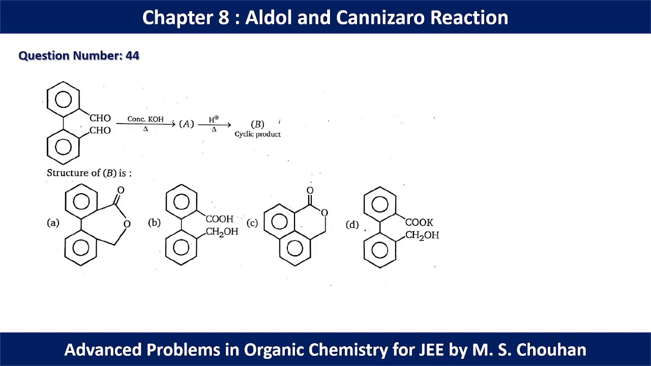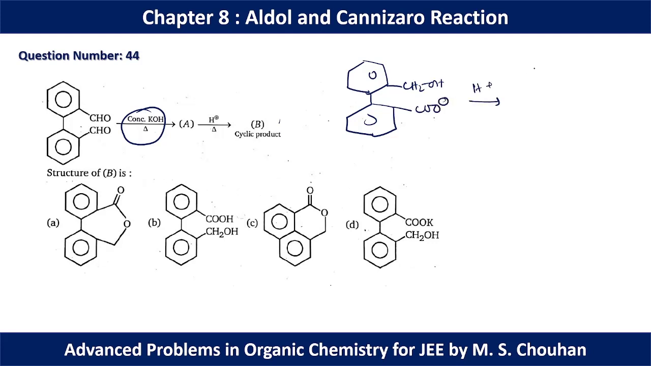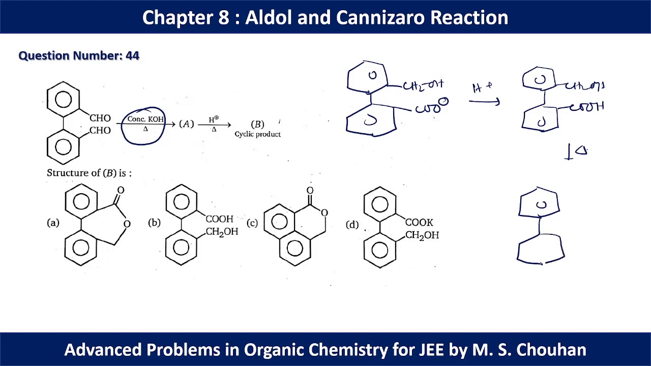In question number 44, this is a case of Cannizzaro reaction. So in this Cannizzaro reaction, one of the aldehyde groups will be reduced to alcohol and another will be oxidized to carboxylic acid salt. Now on addition of H plus, we can have alcohol and we can have acid. Now if we add heat, we can have this kind of situation: CH2O, C double bond O, O. So for question number 44, option A should be the correct option.